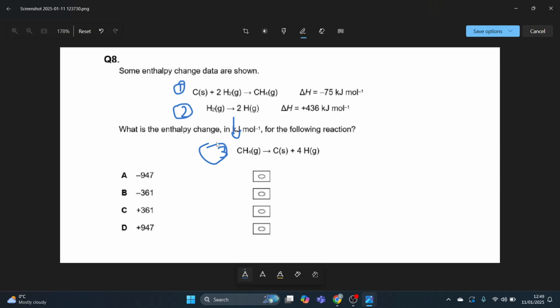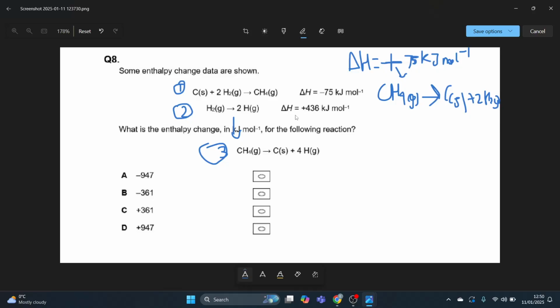So how would I do that? Well, if I times the second equation by 2, I'll get 4 H's, which I want on the right hand side. And I also flip the first equation, reverse it. That's perfect. So that's all I need to do. So flip the first equation, so I get CH4 gaseous forming C solid plus 2H2 gas. And what will happen to the delta H? Well, because we flipped it, it was negative 75, and therefore it's going to be plus 75 kilojoules per mole to the power minus 1.